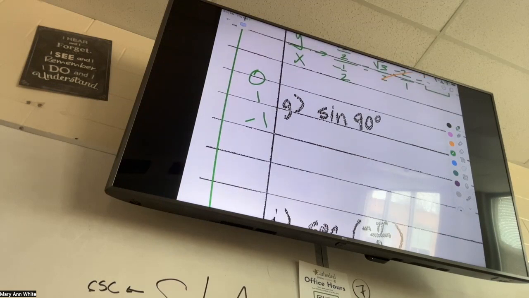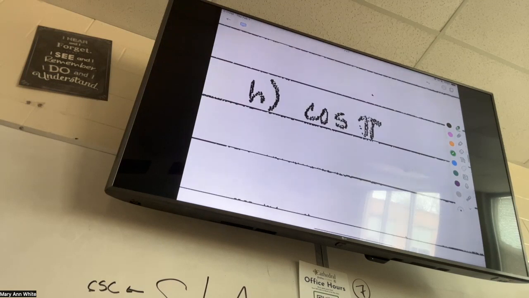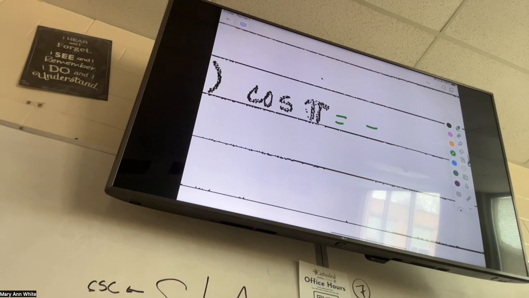So sine of 90. Go to 90. What's my sine of 90? 1. Perfect. It's your y value at 90. What about cosine of pi? -1. Good. It's your x at pi.